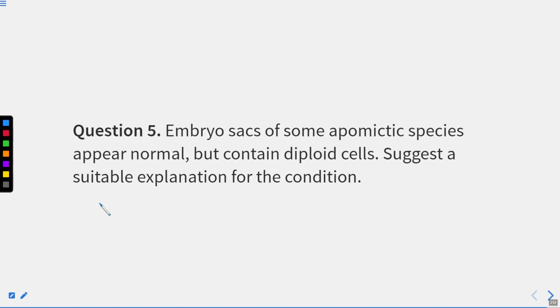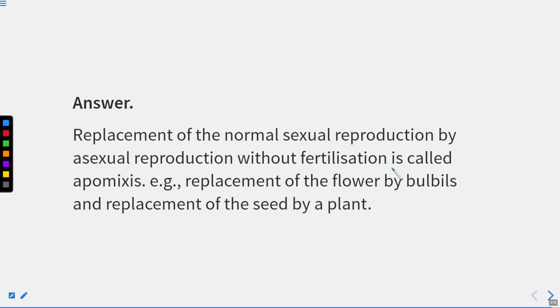Now let's talk about question number 5. The embryo sac of some apomictic species appear normal but contain diploid cells. Okay, means 2n. Now suggest a suitable explanation for this condition. Alright, now let's have a look at the answer.